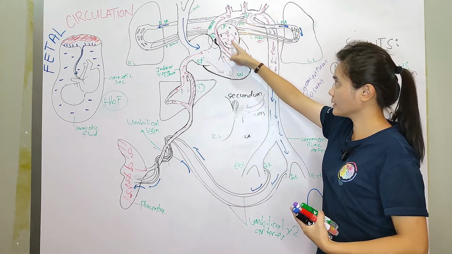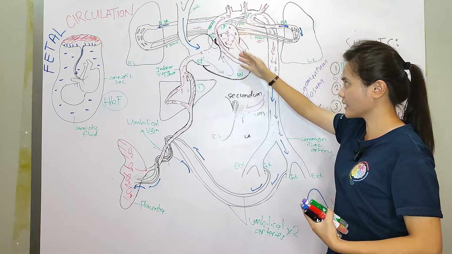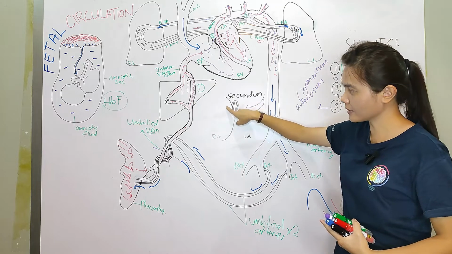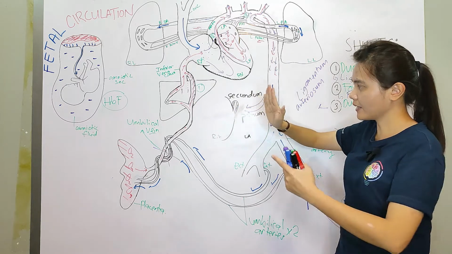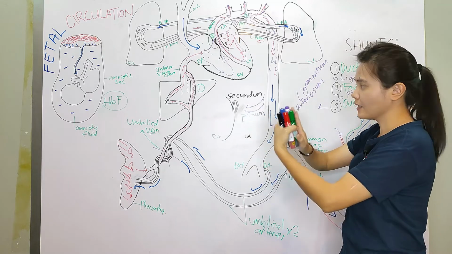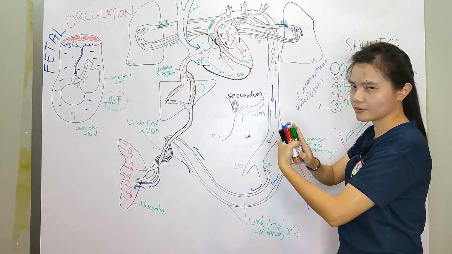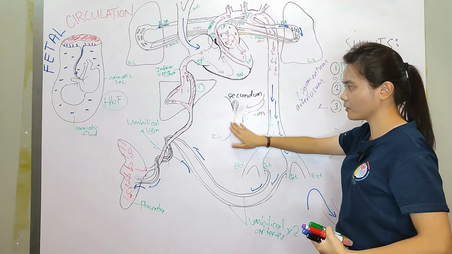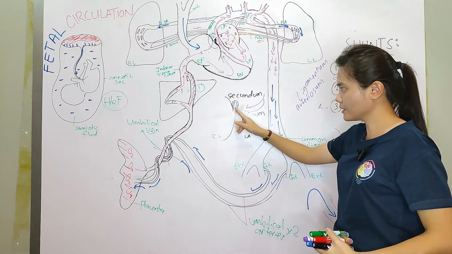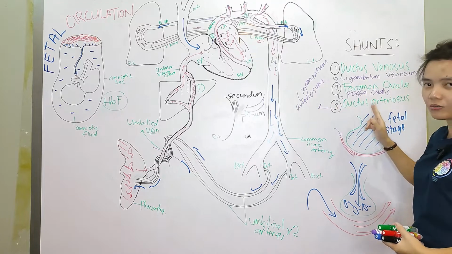So the blood in the left atrium, because the pressure is high, pushes the primum towards the secundum. All right. Now the secundum and primum attach, so there will be no hole present. Eventually, within 6 months to a year, this foramen ovale will be closed. There will be no gap there. And when it is closed, it is called the fossa ovalis.